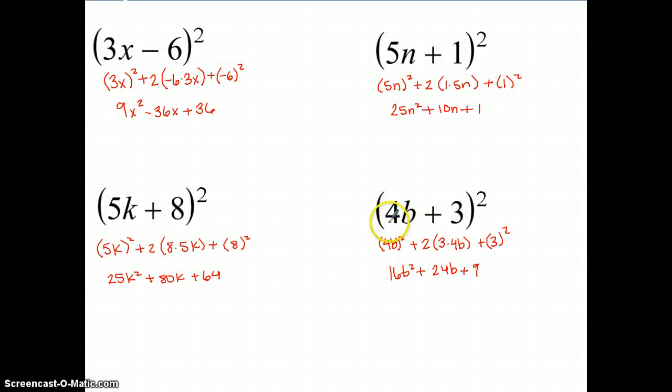And last, you should have taken your first term, which is 4b, and squared it. Your middle term should have been 2 times the 2 things multiplied together, so 2 times 3 times 4b, plus the last term, which is a positive 3, squared.